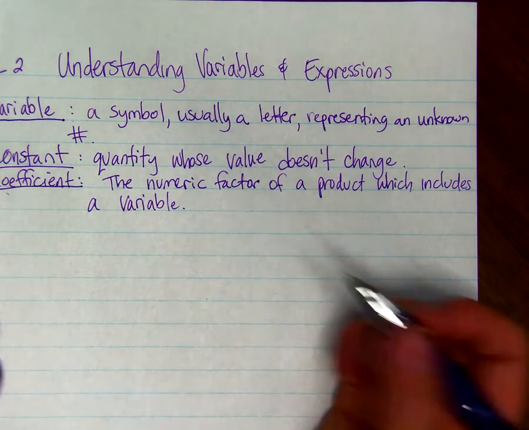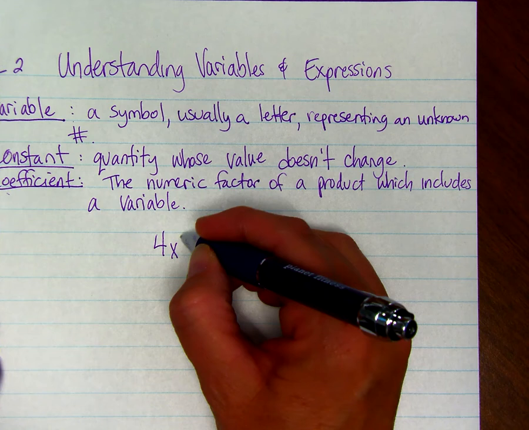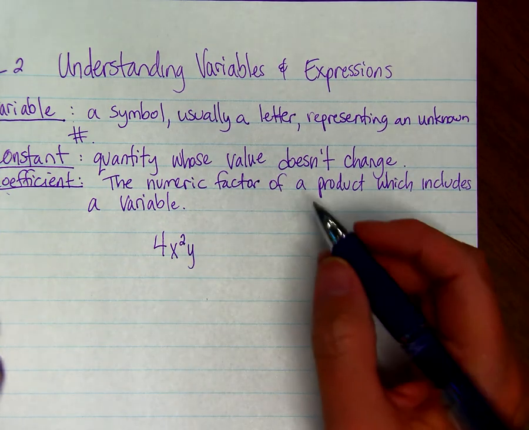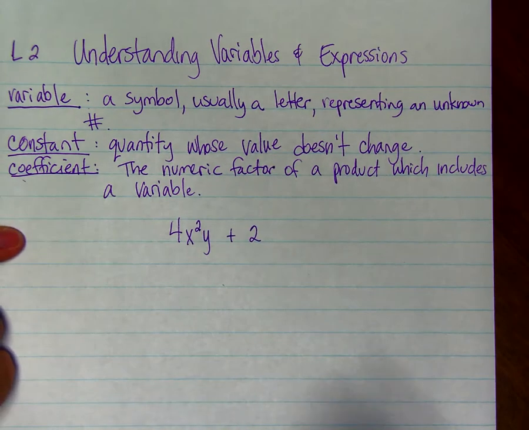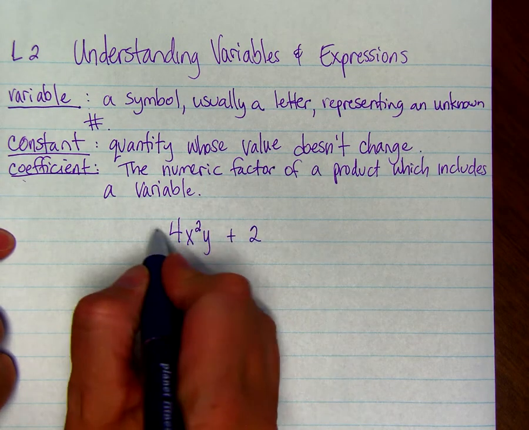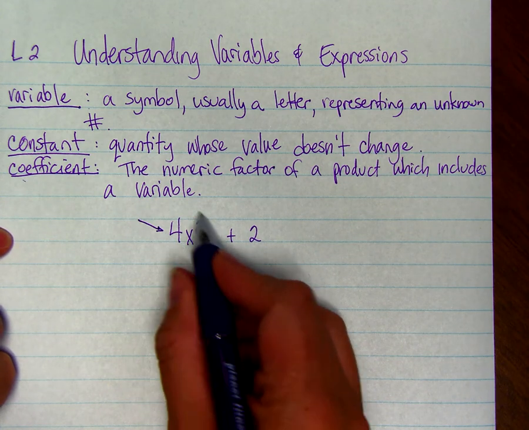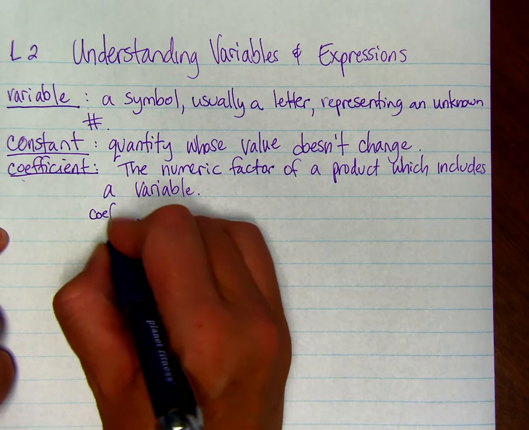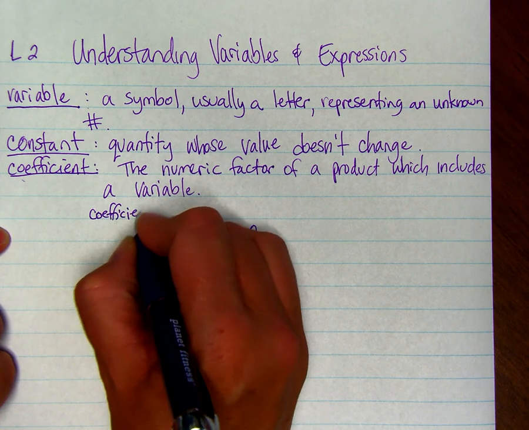So we're going to show an example here and name all the parts. We have 4x squared y plus 2. The 4 is called a coefficient because it's the numeric factor of this product. So this is called a coefficient.